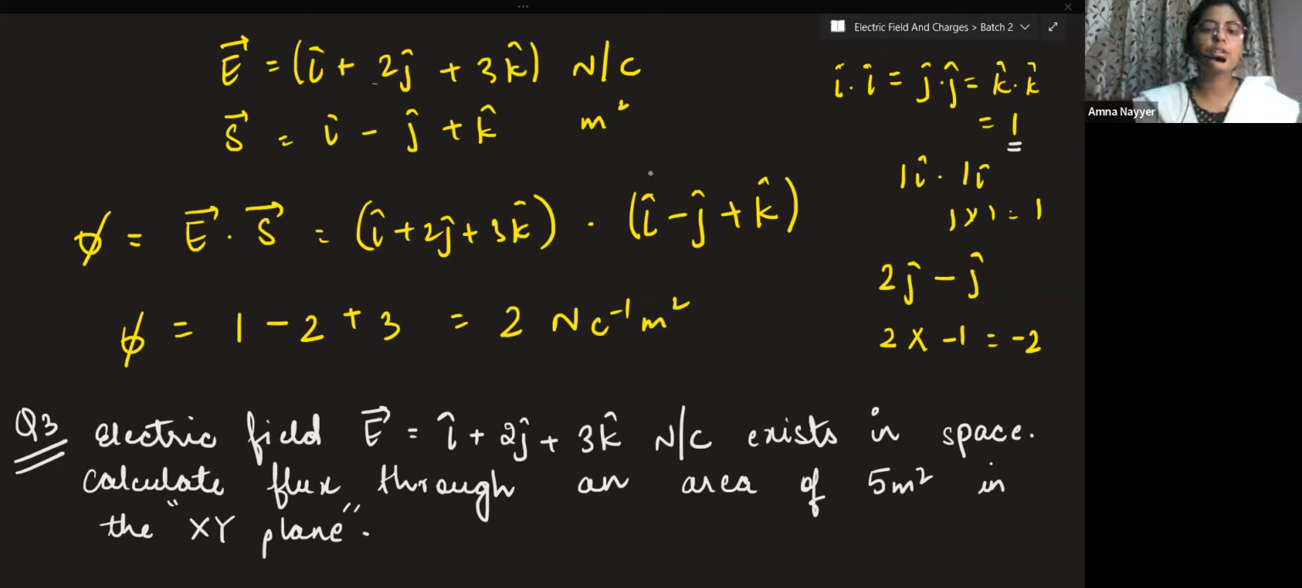For the rest of you who are also trying, electric field is given, so you don't need to change electric field. Regarding area, it is given 5 meters square. You have to see the plane. It has mentioned XY plane. So in which unit vector does the area lie? If you have XY plane, what will be the perpendicular to it? That unit vector you have to consider with area. Then solve it. Then see what your answer comes out to be.